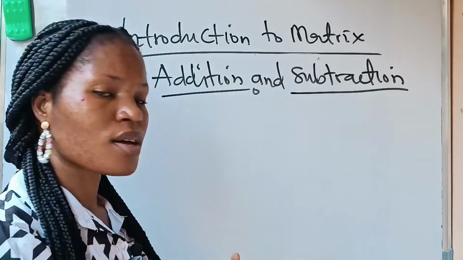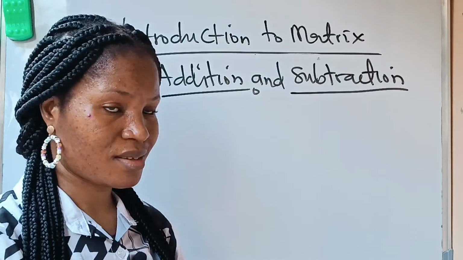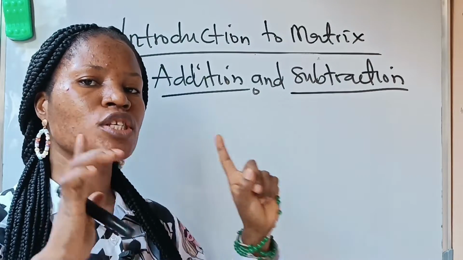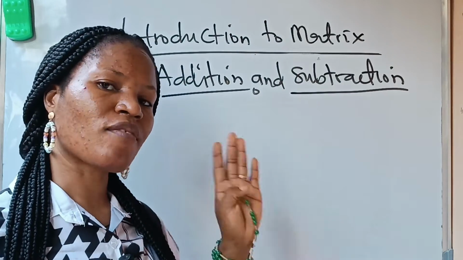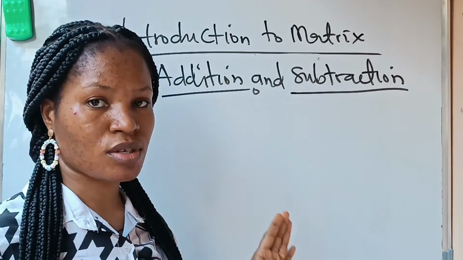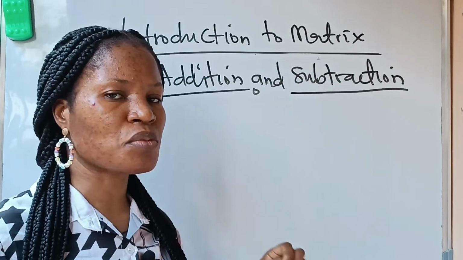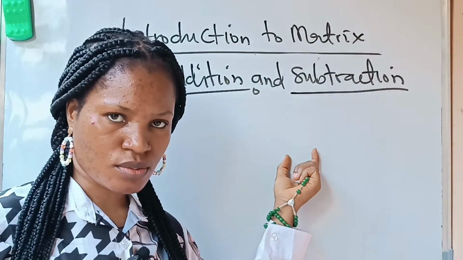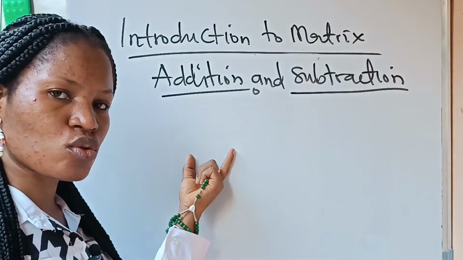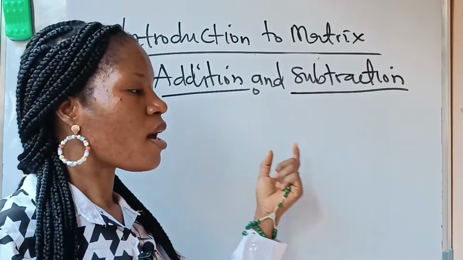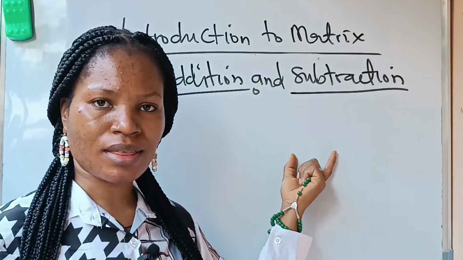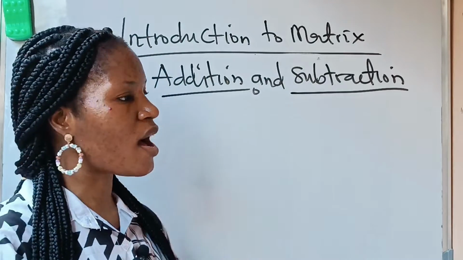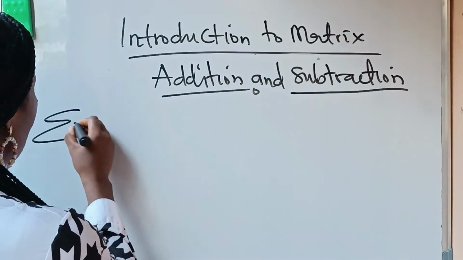Number 1, this is what you have to put in mind. If you want to add or subtract two matrices, they must be of the same order. We have learned about order of a matrix, right? What does that mean? It means you can only add a 2 by 2 to a 2 by 2, or subtract a 2 by 2 from a 2 by 2. A 3 by 3, we only add a 3 by 3. A 2 by 3, we only add a 2 by 3.